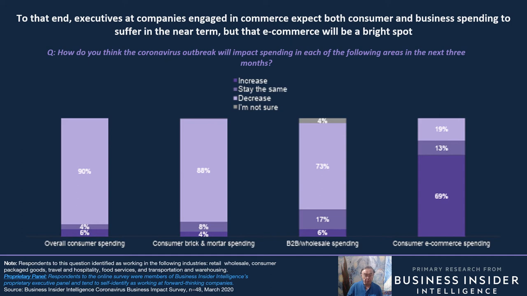So, of course, it doesn't take a genius to decide that consumer brick and mortar spending will go down, which 88% of the people say. The overall spending will go down. Wholesale spending will go down. And e-commerce will actually go up. But that's not so obvious, because e-commerce in the terms of Uber Eats and grocery deliveries will go up, but I'm not so certain it will go up for other things. People are going to be pretty careful due to the lack of money.